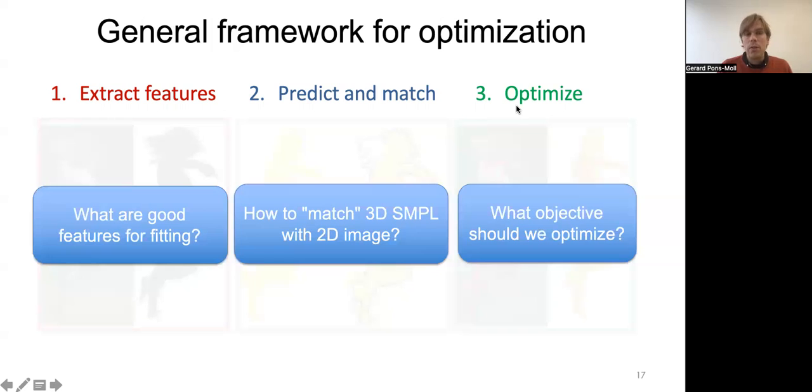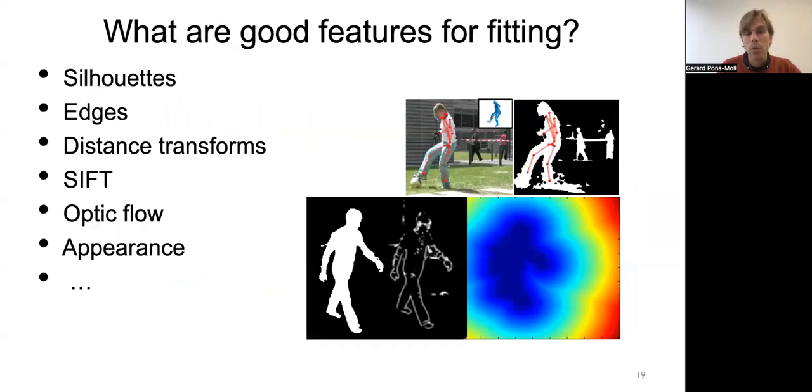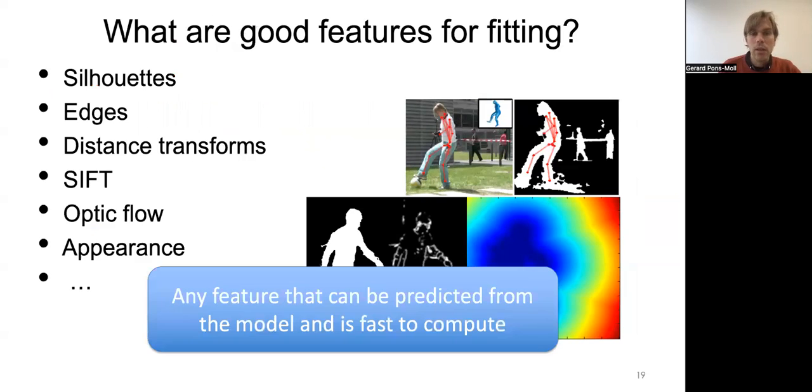So there are some key questions, like, what are good features for fitting? Let's look at this first. People have used all sorts of features like silhouettes, distance transforms, edges, SIFT, appearance, rendering losses. In the end, what you should consider is that any feature that can be predicted from the model efficiently, is fast to compute, and potentially is differentiable, is a good feature for optimization.